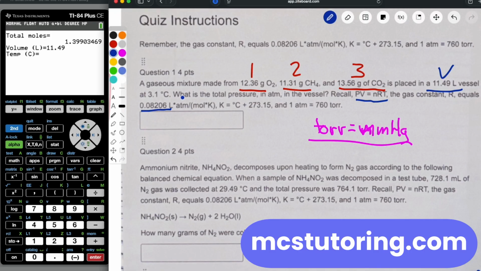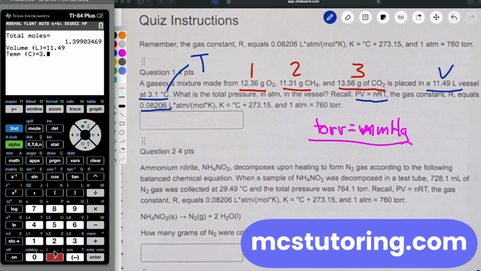But since this student's homework was temperature in Celsius, I made the program for temperature in Celsius. So 3.1. I know chemistry teachers all over are pulling their hair out. They're like, no, it should be Kelvin. It's like, dude, I got it converted.